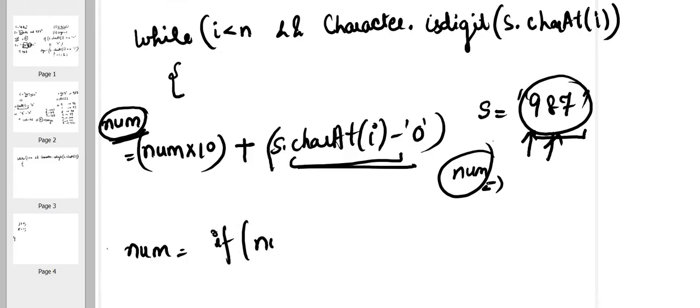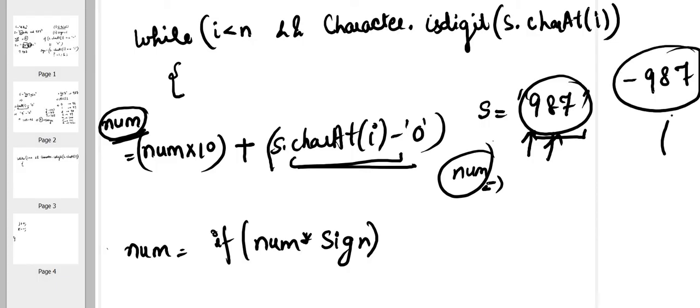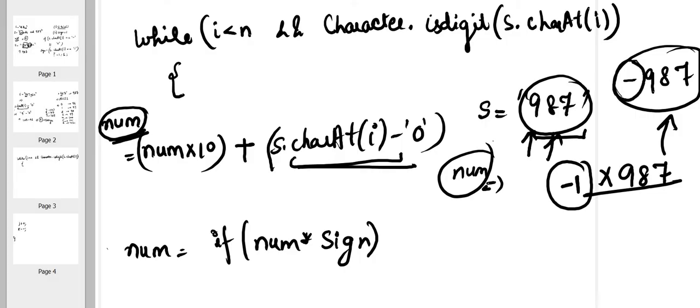Remember, we have to multiply the number by the sign, because if it is minus 987, you have converted it to an integer, it will give you 987. But you have to multiply it with the sign. Sign was your minus 1, right? We had said if your sign is minus, then you will save minus 1 to the sign integer. So you will multiply it in the end.